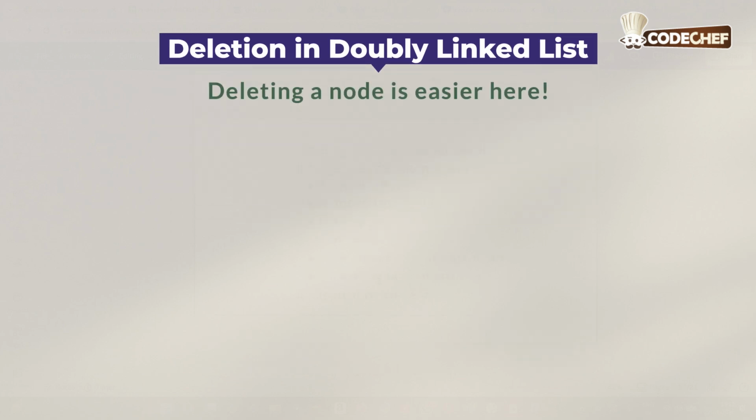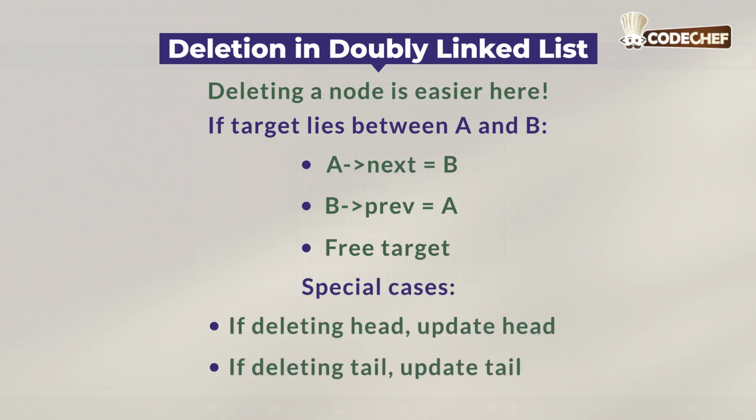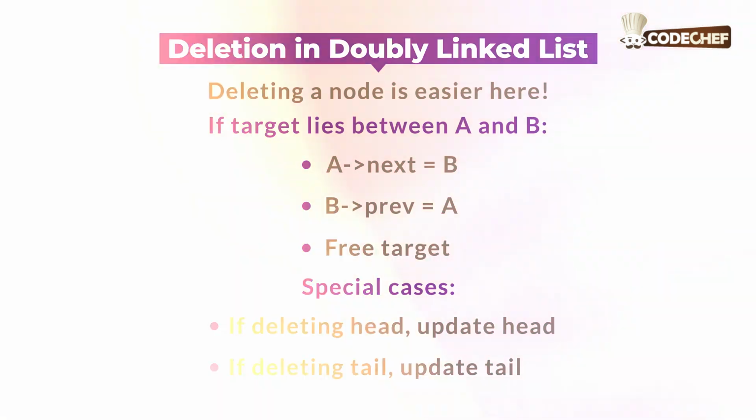Deletion in doubly linked list. Deleting a node is easier here. If the target lies between A and B, A's next points to B, and B's previous points to A. The special cases are: if deleting head, update head; if deleting tail, update tail. Clean and efficient. Now let's summarize.